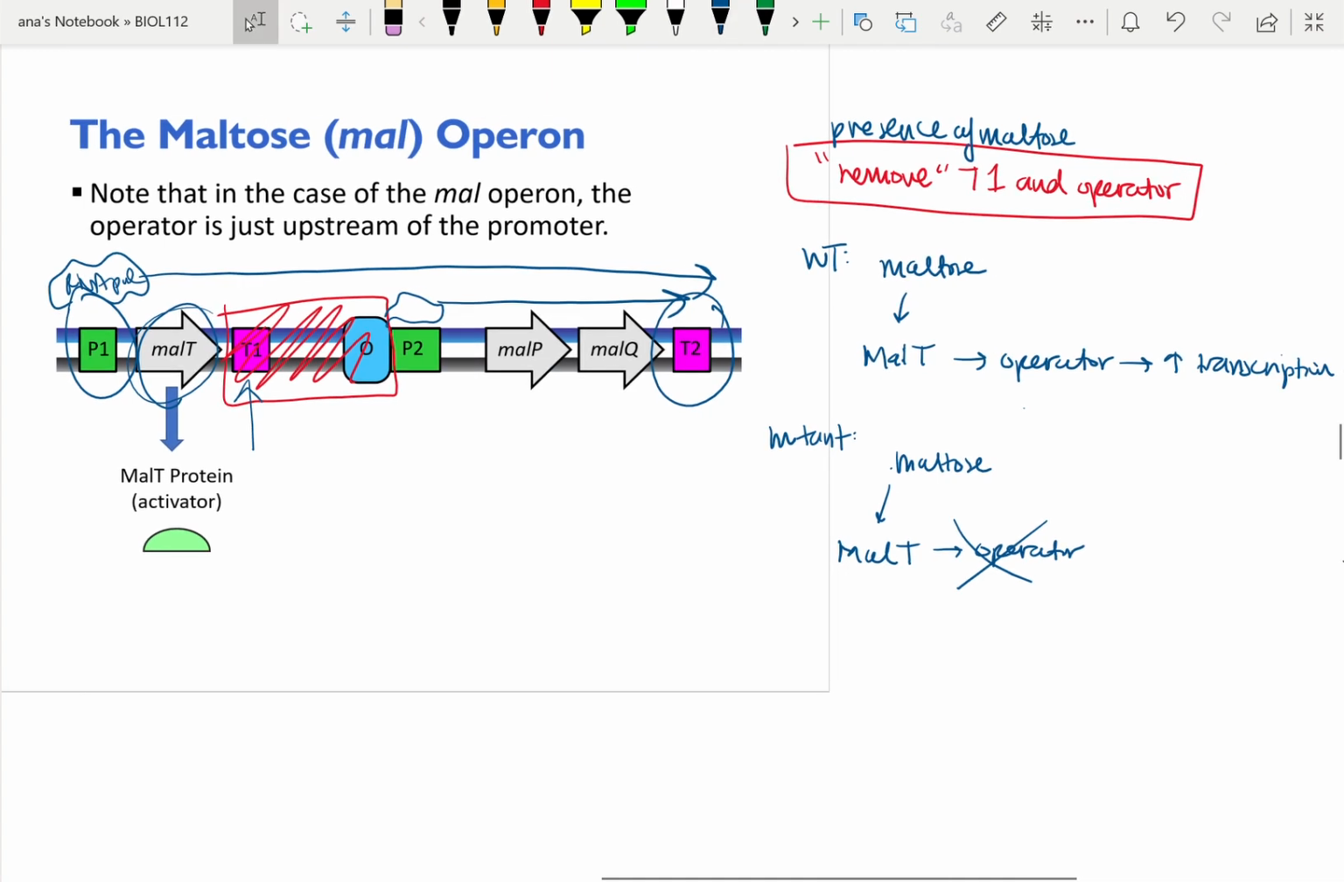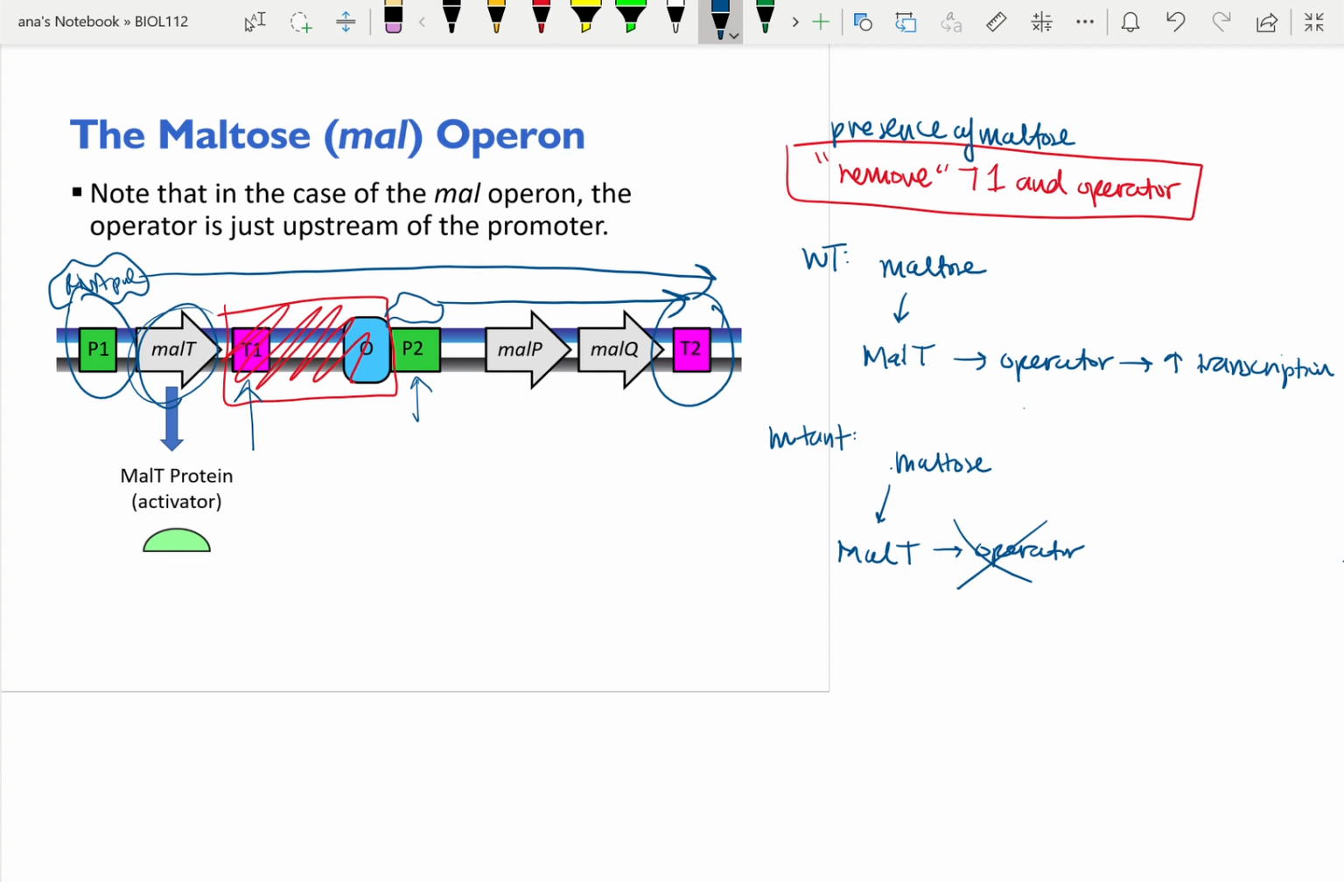So it's as if it's just useless. It was made for nothing. But now we have to think about what's actually happening. So we're transcribing the usual P2, right? It's the weak promoter. It's transcribing MALP and MALQ. So it's not great transcription levels.